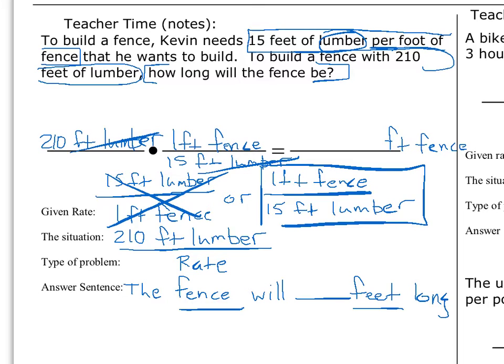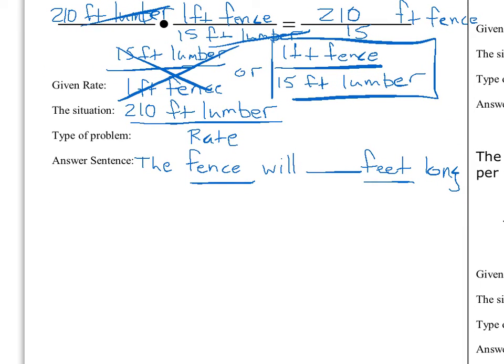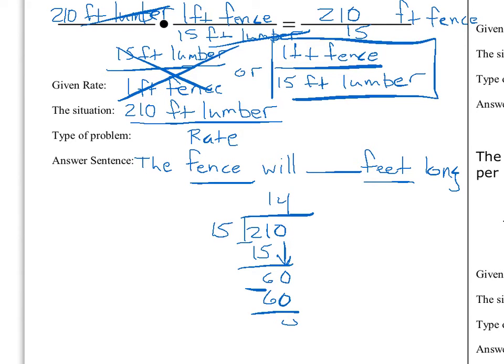Now all we have to do is multiply and divide. 210 times 1 is 210, divided by nothing times 15, that's 15. So it's 210 divided by 15. So I'm going to come down and do that math down here. This goes in 1 time is 15. 6, bring down the 0. Goes in 4 times. Exactly. So the fence will be 14 feet long.